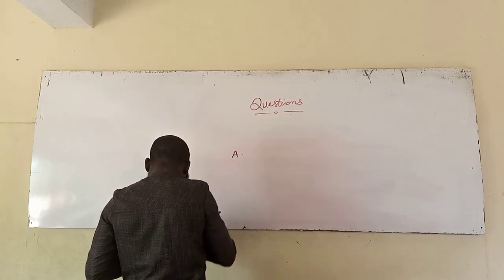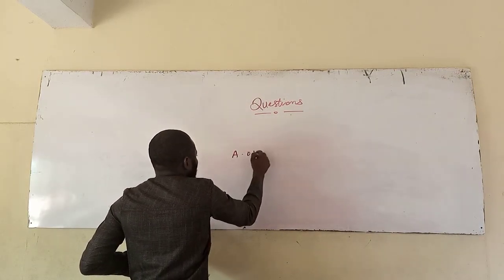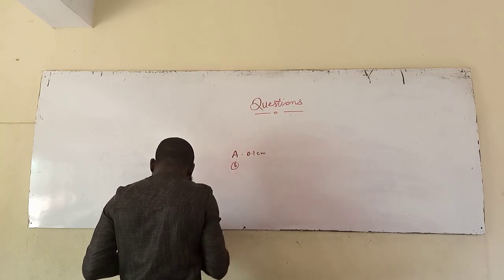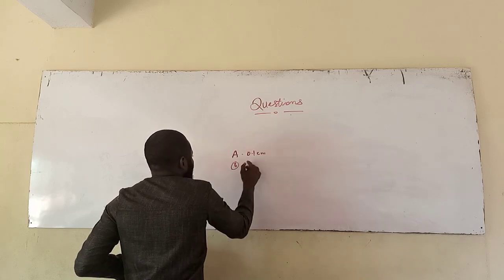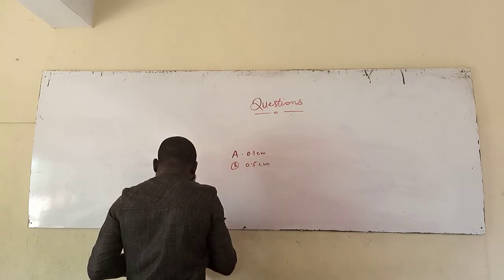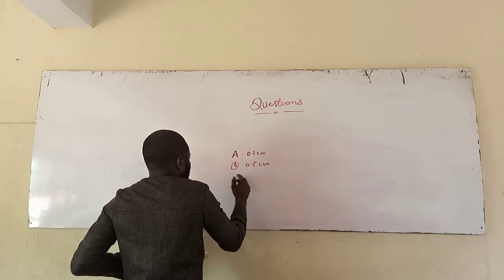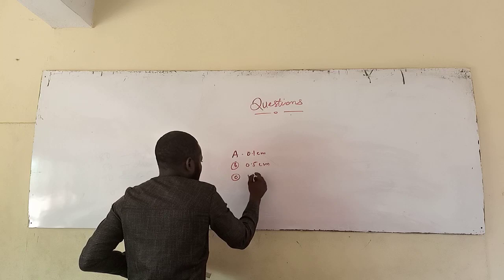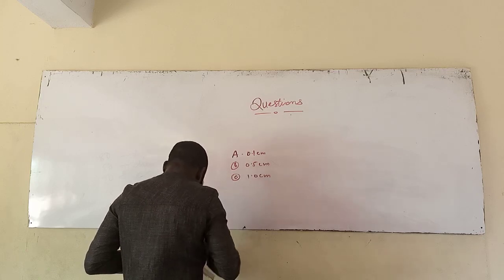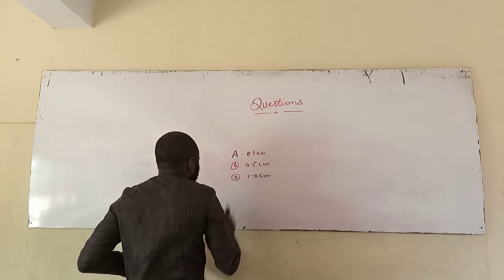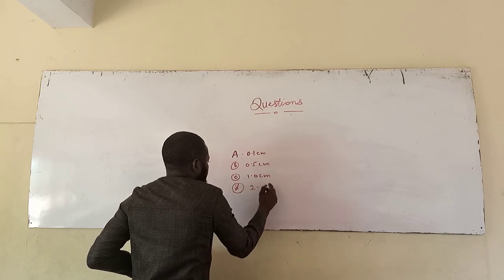Option A, it is what? 0.1 centimeter. Option B, it is what? 0.5 centimeter. Option C, it is 1 centimeter, 1.0 centimeter. And option D is 2.0 centimeter.